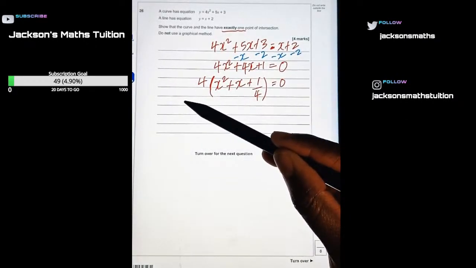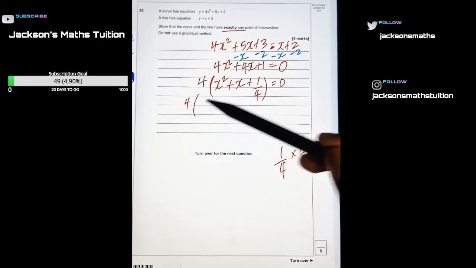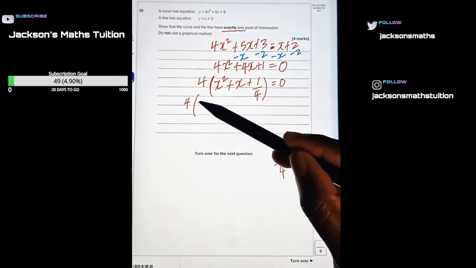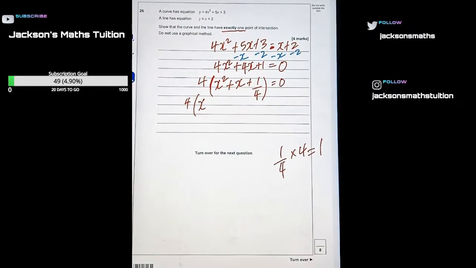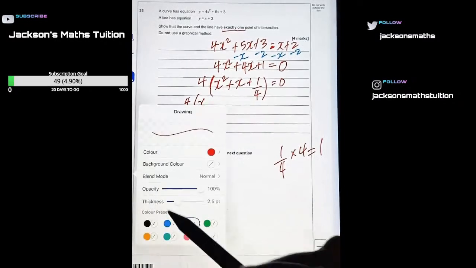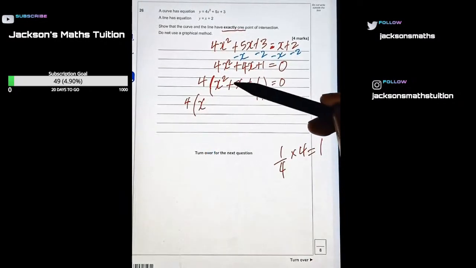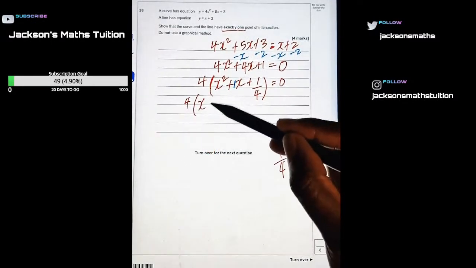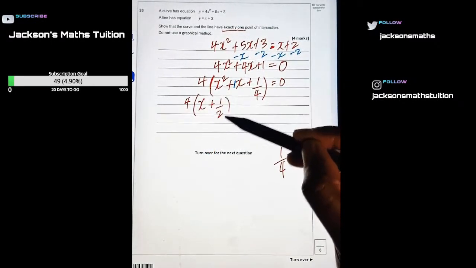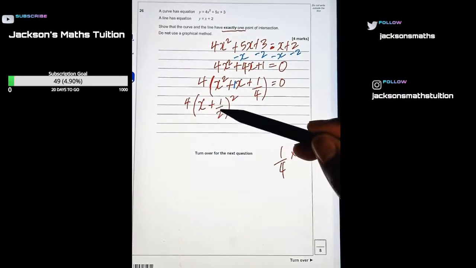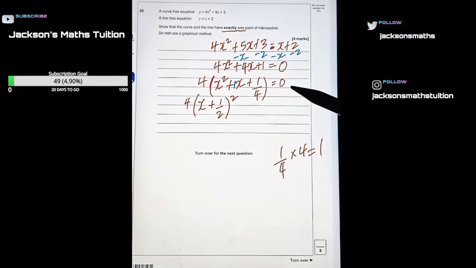So we're going to do 4, open bracket. And inside your bracket, you only put x and not x squared, because we're trying to find the perfect square. This coefficient of x is 1. Here, it's 1. So we're going to divide 1 by 2, which gives us half. So this is a plus half. Close the bracket, raise that to the power of 2. So that's your perfect square, x plus half, all squared.